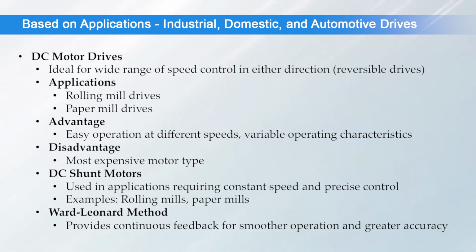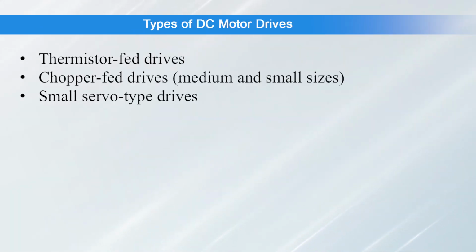The DC shunt motors, if we see, are constant speed characteristic motors and are used in rolling mills, paper mills where speed control has to be precise and it is very necessary. The Ward-Leonard method of speed control incorporating continuous feedback permits smoother operation and greater accuracy here. The various types of DC motor drives are thyristor fed drives, chopper fed drives, which are mainly used in medium or small sizes, and small servo type of drives. Let us have a look at them.